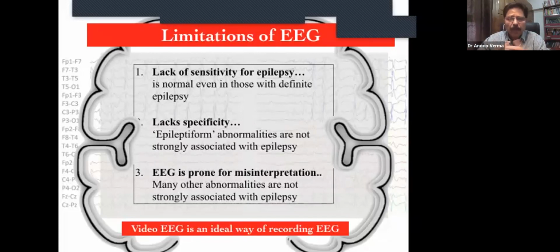Even if epilepsy is there, the tracing is normal so many times, to the tune of 20 to 30%. Lack of specificity: epileptiform abnormalities are not strongly associated with epilepsies, and EEG is prone to misinterpretation, especially if we are not trained to pick up abnormalities, nor is our technician so trained, nor is our machine good. So this really hampers our interpretation.